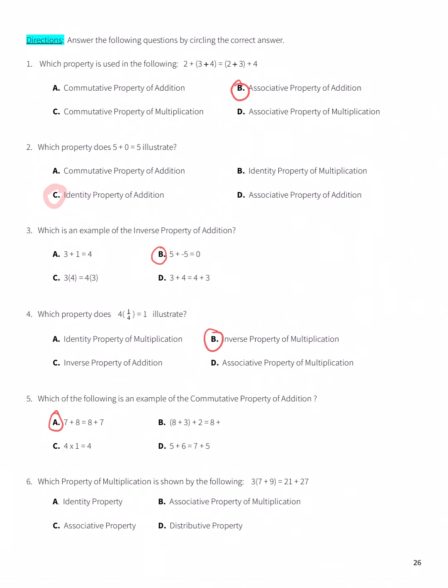And last, which property of multiplication is shown in the following? 3 times the quantity 7 plus 9 is equal to 21 plus 27. Well, we have our 3 and we distribute it to the 7. 3 times 7 is 21. We have our 3 and we multiplied it by 9. 3 times 9 is 27. So this is the distributive property because we took our 3 and we distributed it to both numbers.